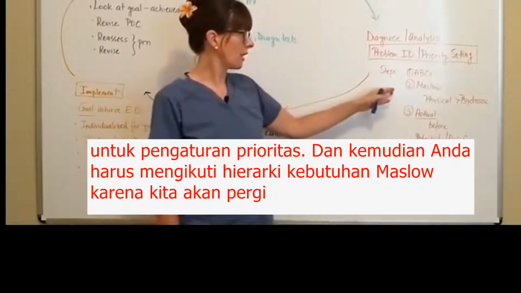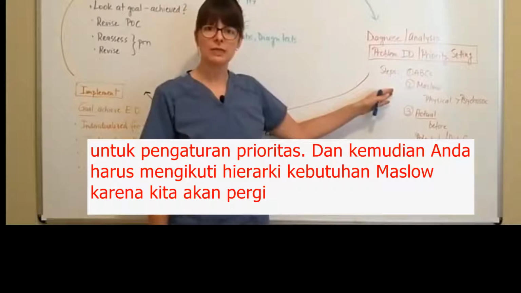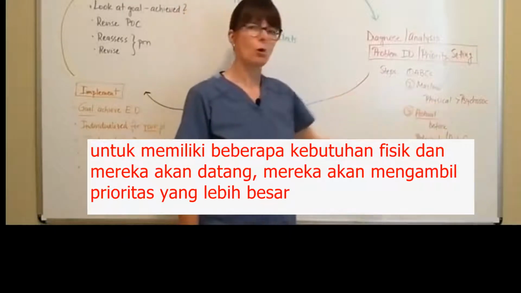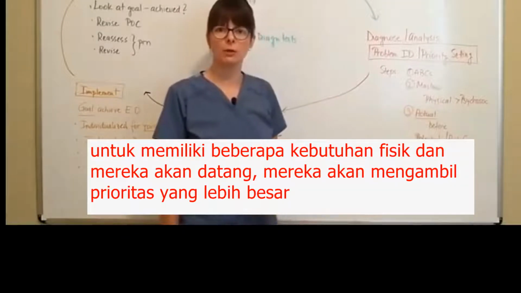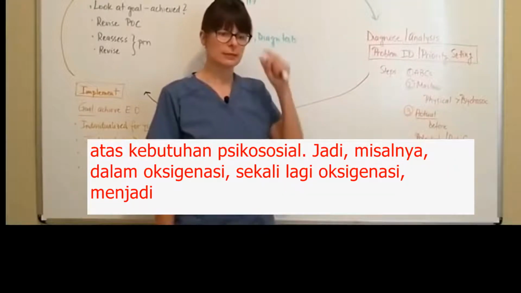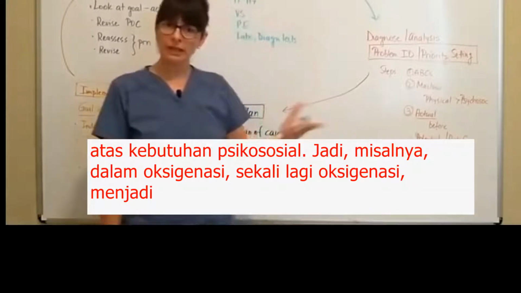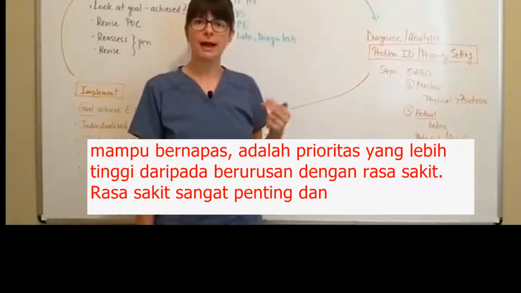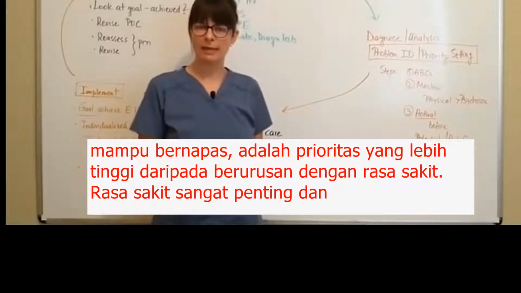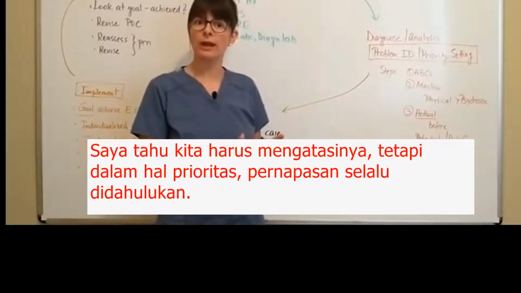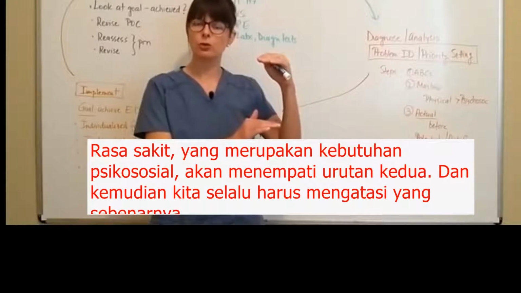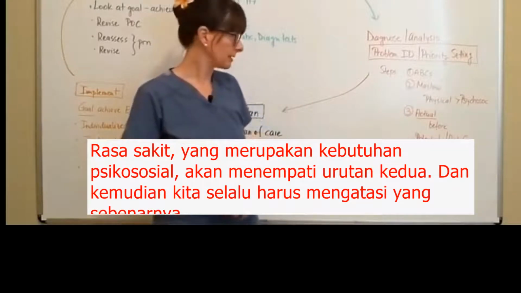And then you should follow Maslow's hierarchy of needs, because we're going to have some physical needs and they're going to take greater priority over psychosocial needs. So for example, oxygenation, being able to breathe, is a higher priority than dealing with pain. Pain is very important and we have to address it, but in terms of priority, breathing always comes first. Pain, which is a psychosocial need, will come second.